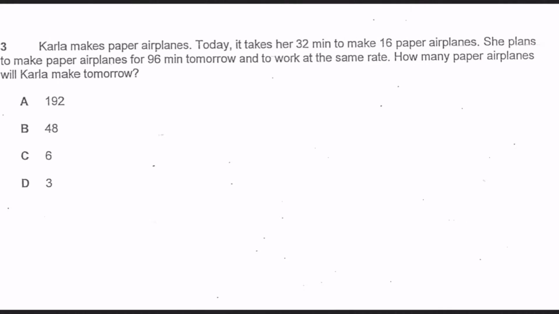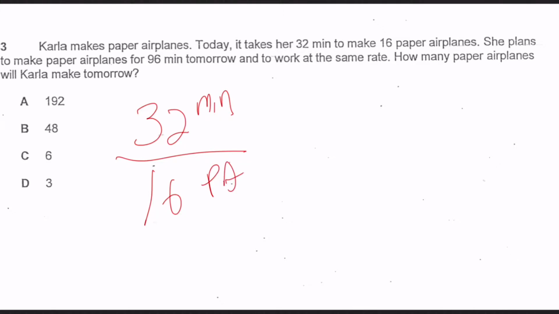Question 3 says, Carla makes paper airplanes. Today, it takes 32 minutes to make 16 paper airplanes. She plans to make paper airplanes for 96 minutes tomorrow and to work at the same rate. How many paper airplanes will Carla make tomorrow? Well, today, she's taking 32 minutes to make 16 paper airplanes. So I'm going to write my ratio right here, 32 over 16.